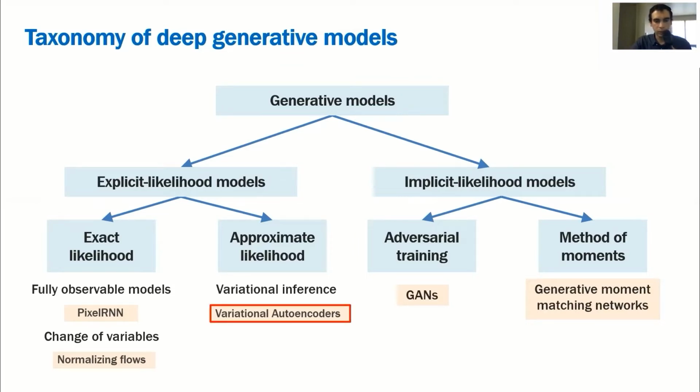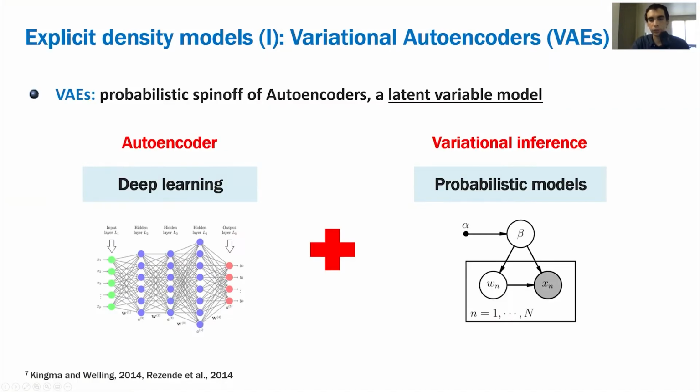Let's start with the explicit approximate likelihood model. This is the variational autoencoder. The variational autoencoder is really combining the deep learning philosophy with the probabilistic modeling philosophy. It's a latent variable model, and at the same time, it's an autoencoder. So it's a probabilistic spin-off of autoencoders that we can sample new data from. So how does it do so? As I said before, every deep generative model is just a mapping from a simple distribution that's data independent, like a noise distribution, to the data distribution. And in variational autoencoders, this F comes from an autoencoder kind of architecture.